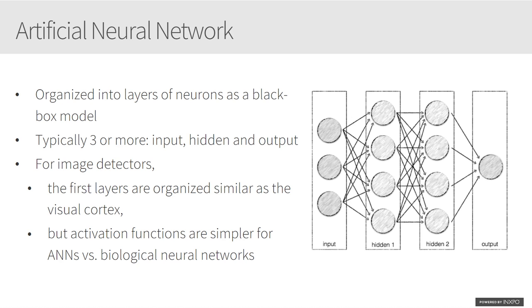Okay, and so when you look at an artificial neural network, basically it's organized as a set of layers, as a black box model. Typically, there's 3 or more. You've got your input, you've got your hidden layer or hidden layers, excuse me, and then your output. For image detectors, the first layers are organized similar to what your visual cortex would look like, but just as I noted previously, the activation functions are simpler for artificial neural networks versus biological neural networks.